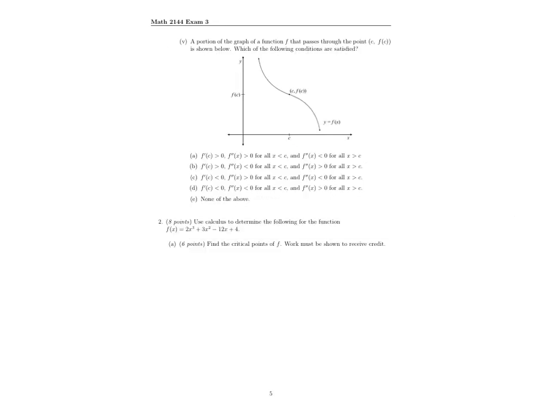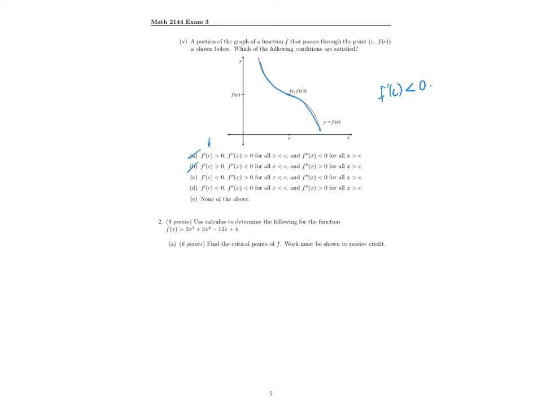Okay, then it says a portion of the graph of f passes through the point c, f of c. Which of the following conditions are satisfied? So let's think about what we're given here. The first little bit, if I look at this first part, is talking about the derivative. And if I look at this portion of the graph, since the function is always decreasing, I know that f prime of c is always less than 0. So I can rule out a and b.